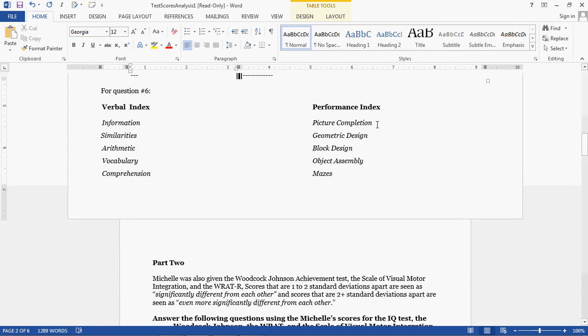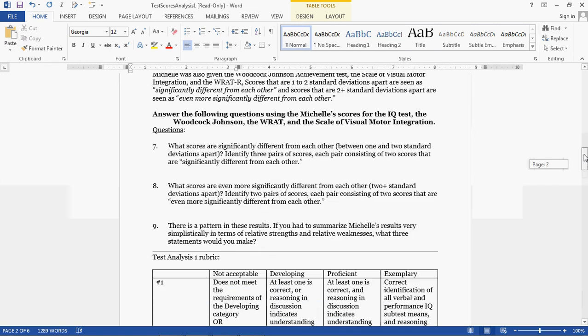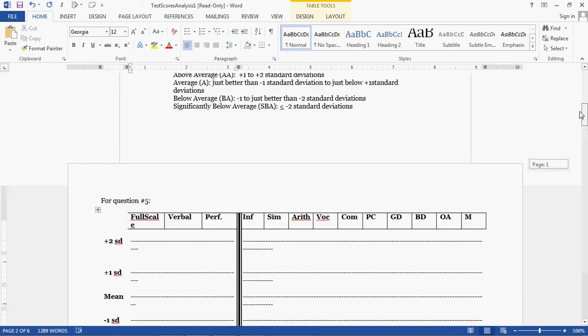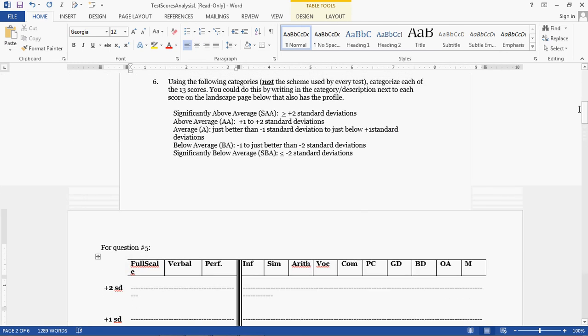This is the visual here, and then this is how you're going to categorize them. So when you hear a school psychologist say, yeah, they were slightly above average, then that usually means their score in this area was about 1 to 2 standard deviations above the mean. Then if they say they were significantly above average, they were 2 standard deviations above the mean.